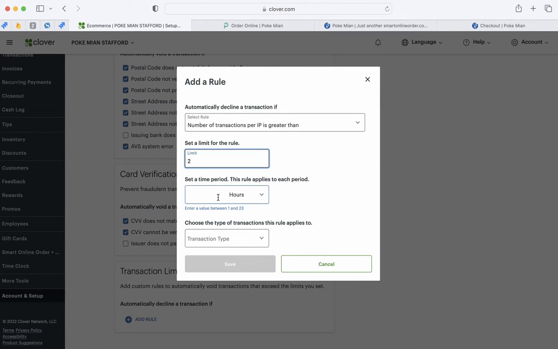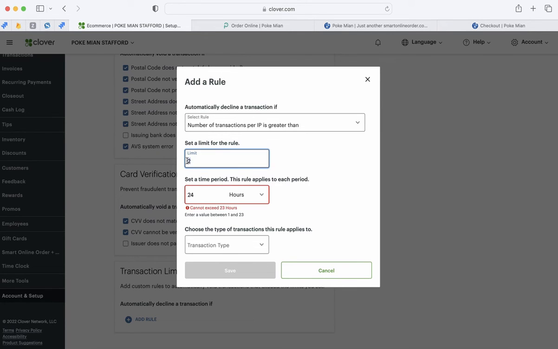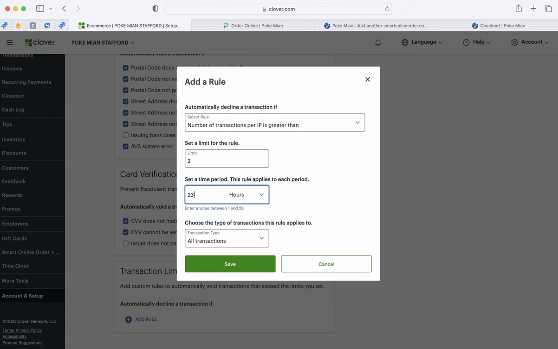If you do have that problem, you can come here and prevent that one person from that IP address from ordering a lot of times. You can say within 24 hours, the most he can order is 2 times, and you can say all transactions. Basically what this is saying is that number of transactions per IP is greater than 2.